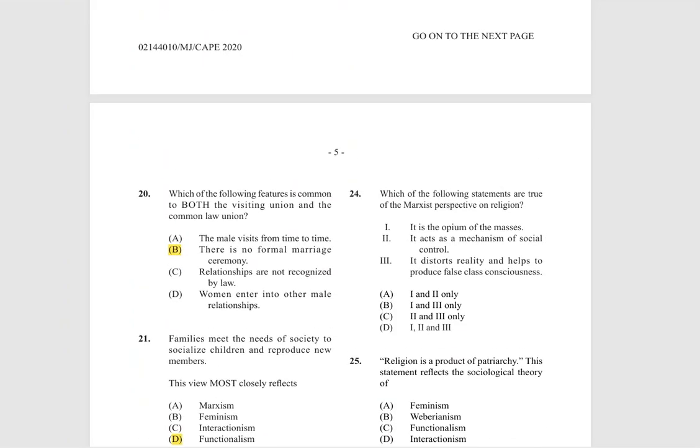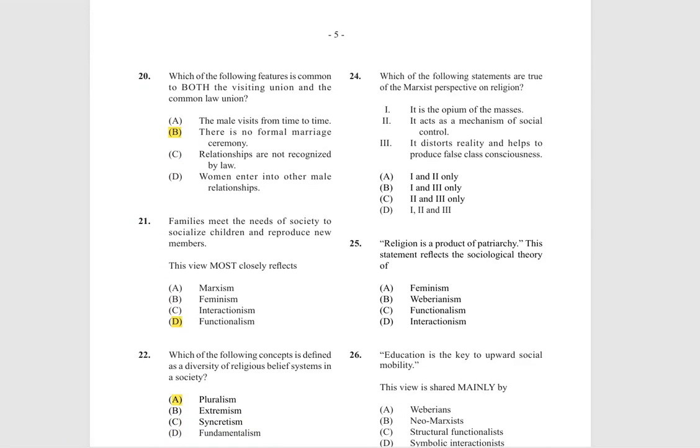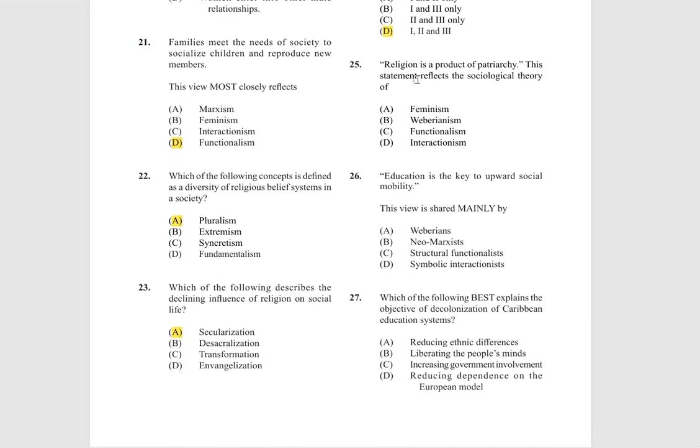Alright, 24. Which of the following statements are true of the Marxist perspective on religion? 1. It is the opium of the masses. 2. It acts as a mechanism of social control. Or 3. It distorts reality and helps to produce false class consciousness. And it is all of those that Marxists would have said. Right? Religion is the product of patriarchy. This statement reflects the sociological theory of feminism. Education is the key to upward social mobility. This view is shared mainly by Weberians, neo-Marxists, structural functionalists, or symbolic interactionists. Right, and 26 is C.